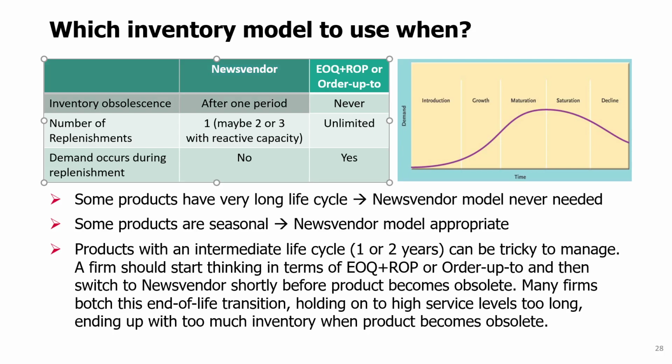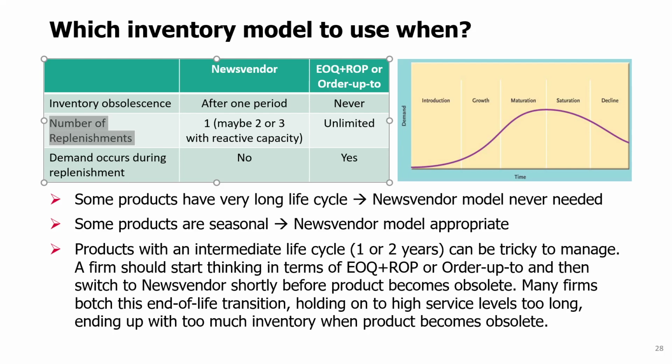And here is a table also comparing the two models from the perspective of inventory obsolescence. In the newsvendor model, after one period, the inventory is obsolete. In the other two models, the inventory is assumed never to be obsolete. So you have to be careful. If it can actually become obsolete, this model doesn't exactly apply. You have to use it knowing its limitations.